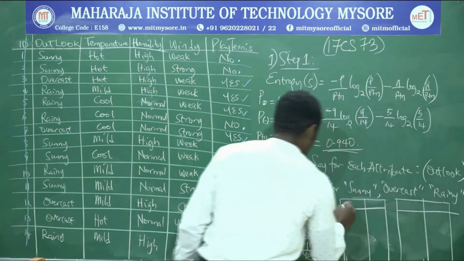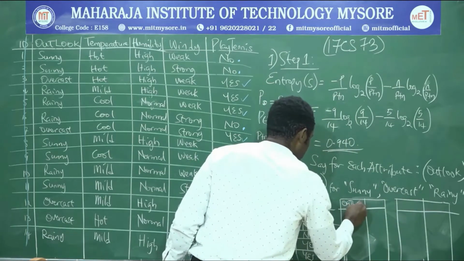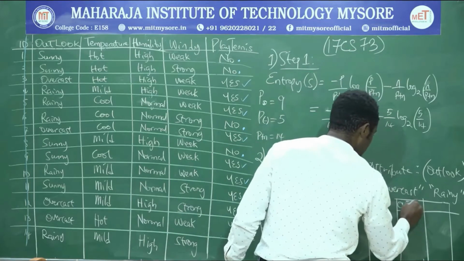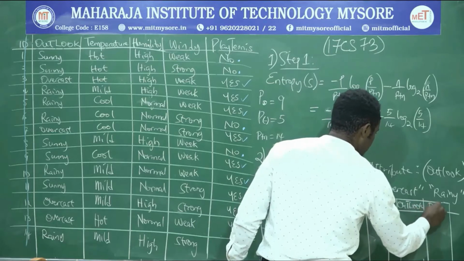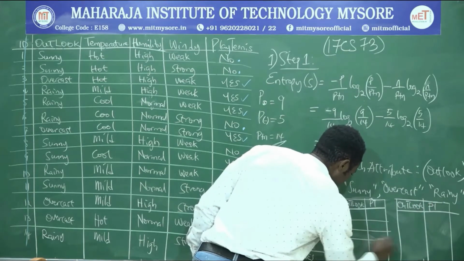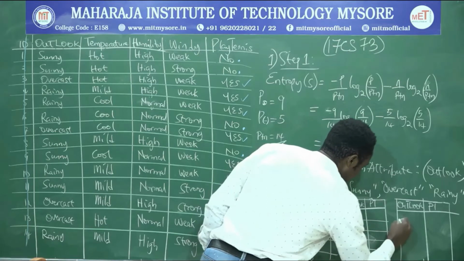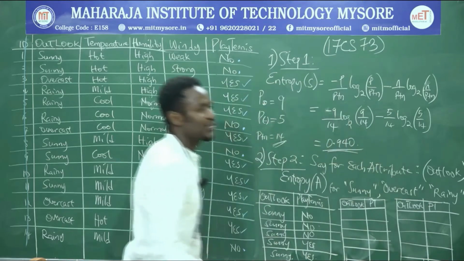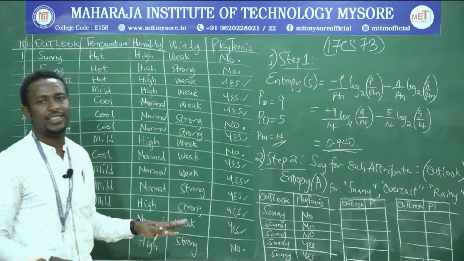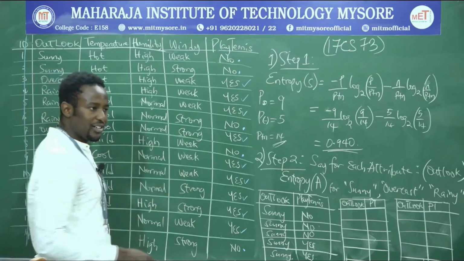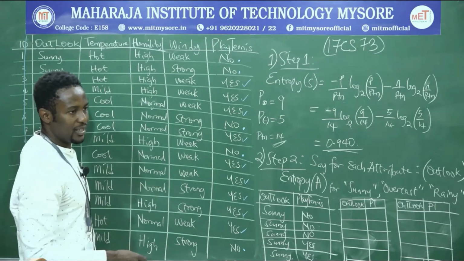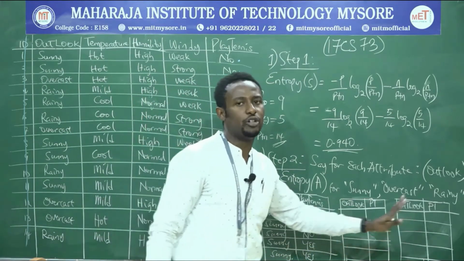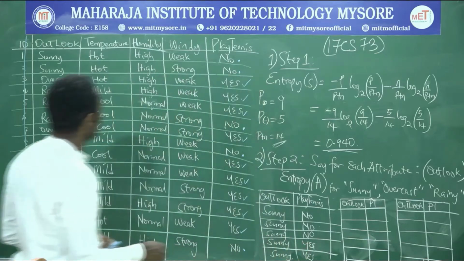So this is outlook, as you already know, and this is play tennis. I'm calling play tennis PT. 1, 2, 3, 4, 5. Again, 1, 2, 3, 4. I'll tell you why. I know that the total number of rows, or samples, here is 14. I've taken 5, so one will be 5, and another one will be 4.